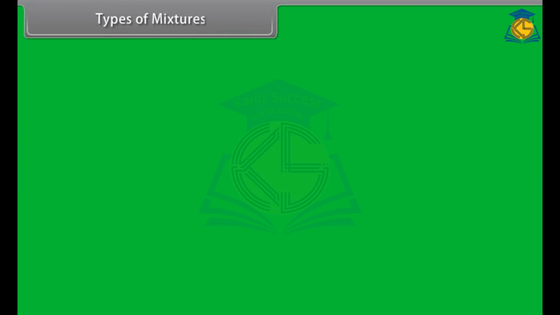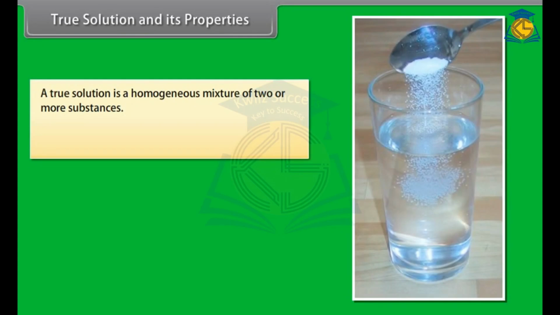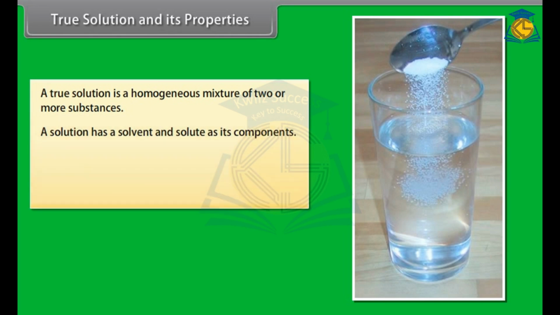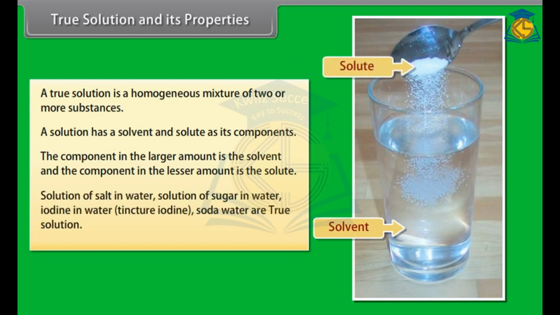Types of mixtures. Before proceeding further, let us know how much you have learned. Drag and drop the correct option. True solution and its properties. A true solution is a homogeneous mixture of two or more substances. A solution has a solvent and solute as its components. The component in the larger amount is the solvent and the component in the lesser amount is the solute. Solution of salt in water, solution of sugar in water, iodine in water, tincture iodine, soda water are true solutions.